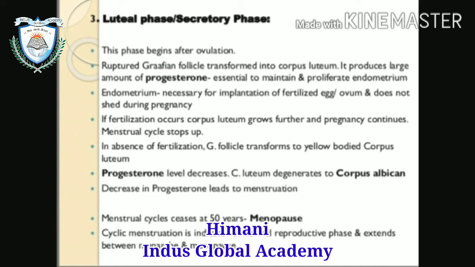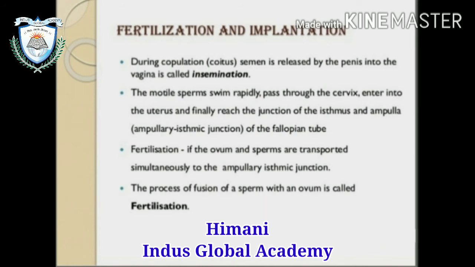If fertilization occurs, then the corpus luteum grows further and pregnancy continues and the menstrual cycle will stop. In the absence of fertilization, the graafian follicle changes into the yellow body, corpus luteum, and progesterone level decreases. Then the corpus luteum degenerates into corpus albicans. Decrease in progesterone leads to menstruation, and the menstrual cycle ceases at 50 years, which is known as menopause. Cyclic menstruation is an indicator of the normal reproductive phase and extends between menarche and menopause.